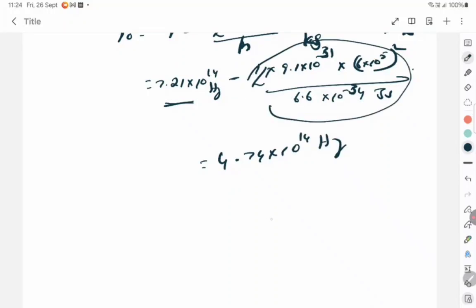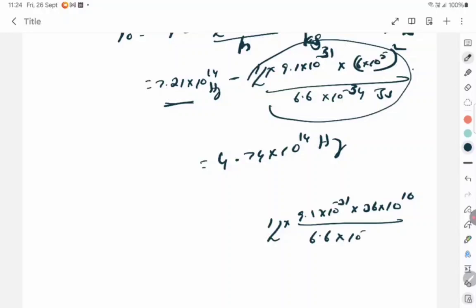How to do it separately? It's half into 9.1 into 10 to the power minus 31 into 36 into 10 to the power 10, because it's 6 into 10 to the power 5. So 36 into 10 to the power 10 by 6.6 into 10 to the power minus 34. The minus 34 goes up as plus 34, and this will become 10 to the power 3. And a 10 to the power 10 is also there, so it's going to make it 10 to the power 13.